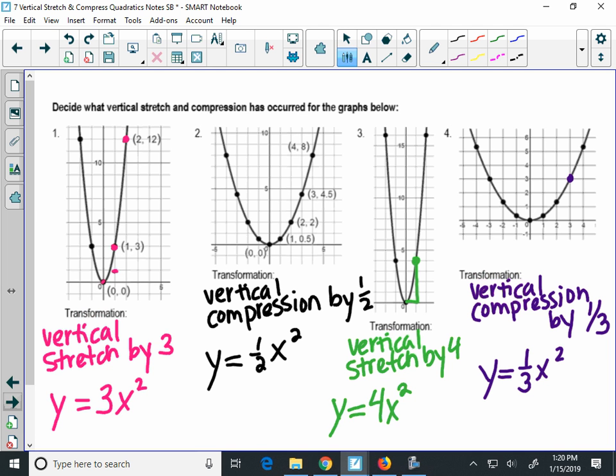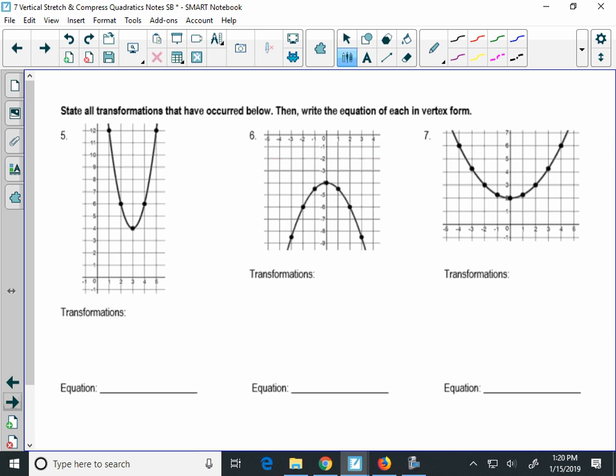Good so far? Now let's start to combine this vertical stretch and compression with everything else we've done in units so far. So we have 3 more graphs here. We're going to list the transformations by looking at the picture and then write the equation. So when you look at this picture, what do you notice about it first? It can be anything, but what do you notice about what's happened to it? It's stretched, okay. So, yeah, we can do higher or lower, that's fine too, but we'll do stretched first.